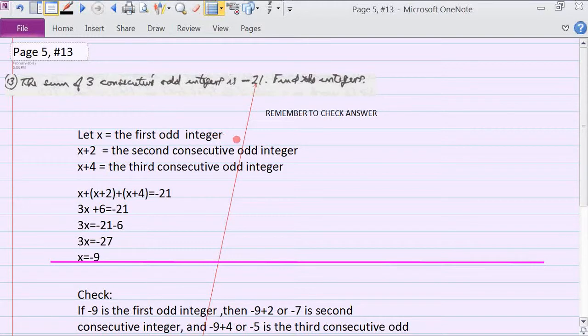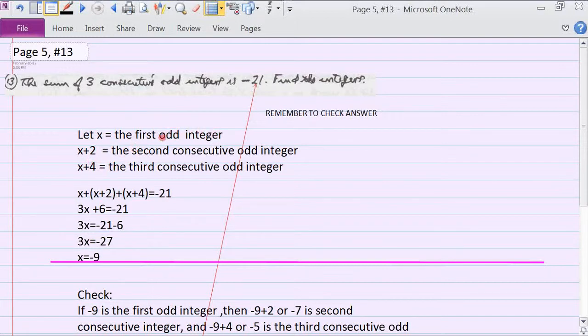For example, if we were thinking about the number 3, which is, let's say, the first odd integer that we may be considering, the next odd integer has to be 5, which is 2 more. And the third odd integer has to be 3 plus 2 plus 2, which is 7. So 3, 5, and 7 would be 3 consecutive odd integers. Here we're going to say let x equal the first odd integer. The next one after that has to be 2 more. And the next one after this one has to be plus 4.